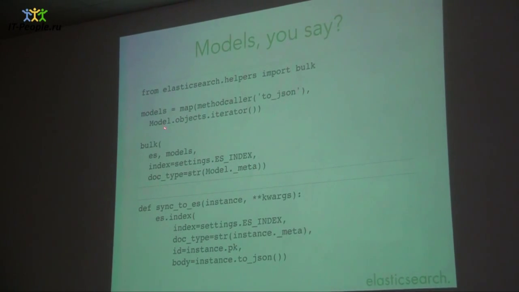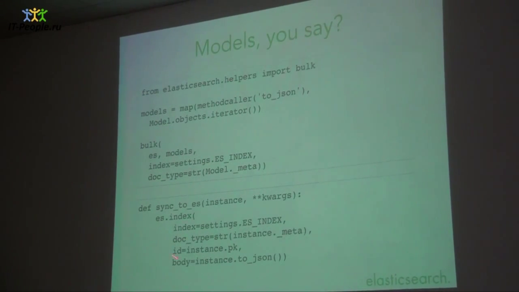So you have some model. You just iterate over all of them, call toJSON on each, and then feed it into a helper function that comes with the client. And this will index all your models from all your instances of that one model. But that will just do the initial load.